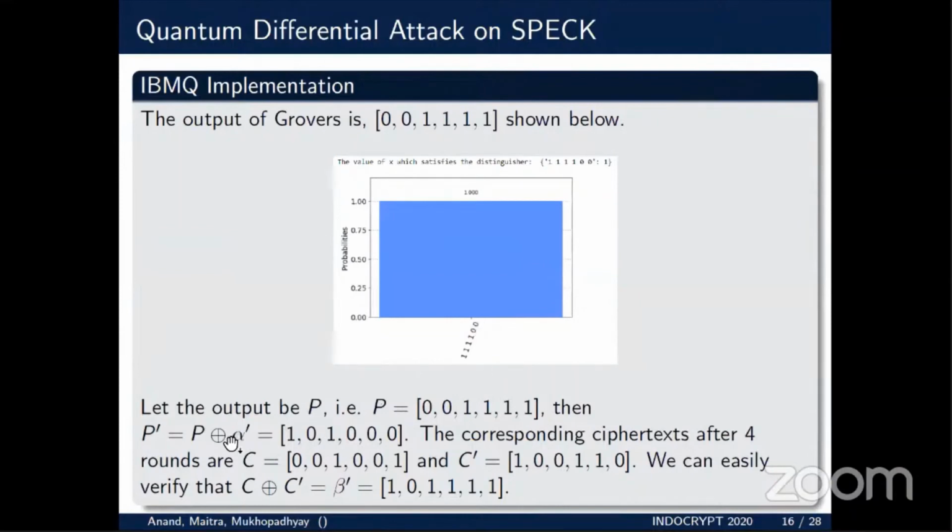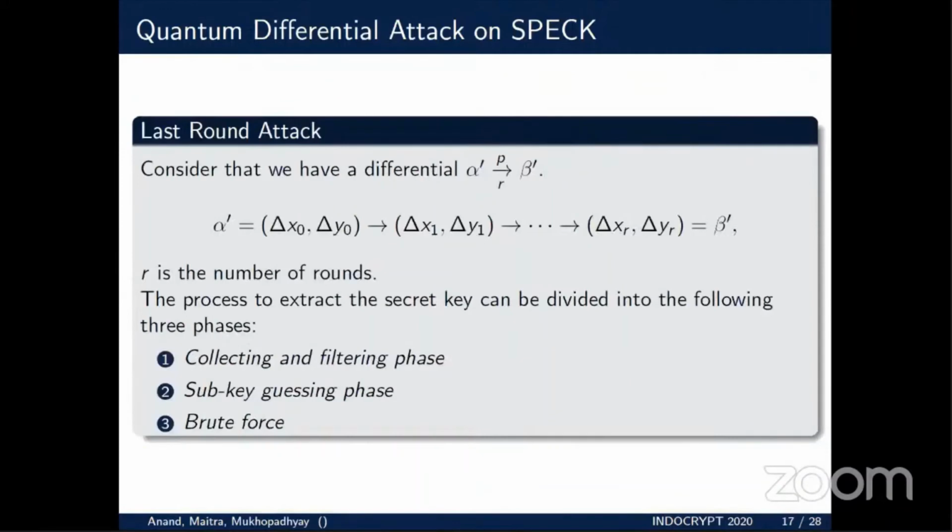So here we computed it. The first pair we obtained here was this. We computed the second pair there, and the corresponding ciphertexts after 4 rounds are this and this. And then B dash is this, what we had obtained, what we wanted. In the second part, we run the key recovery attack on it.